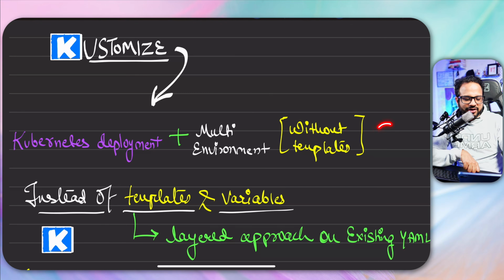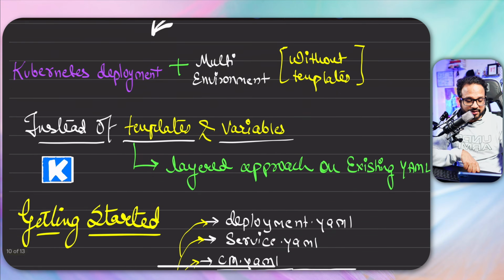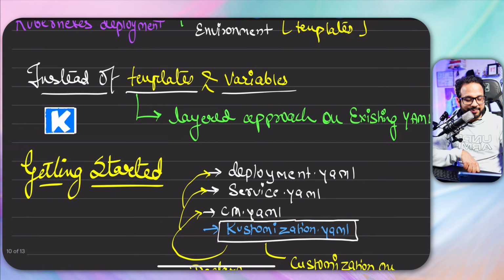And it does not use templates. Kustomize does not use templates, so that's the main difference between Helm and Kustomize. Now, instead of templates and variables, it uses a layered approach on existing YAML, right? It creates a folder structure, it creates a hierarchy, and it actually uses the existing YAML, but on the existing YAML, you create a child YAML for each of the environments and override your changes in that.